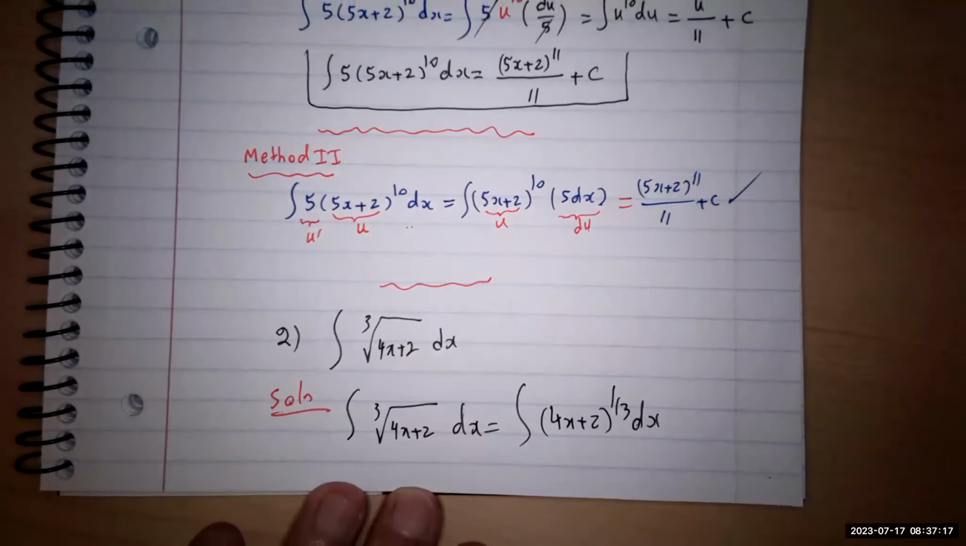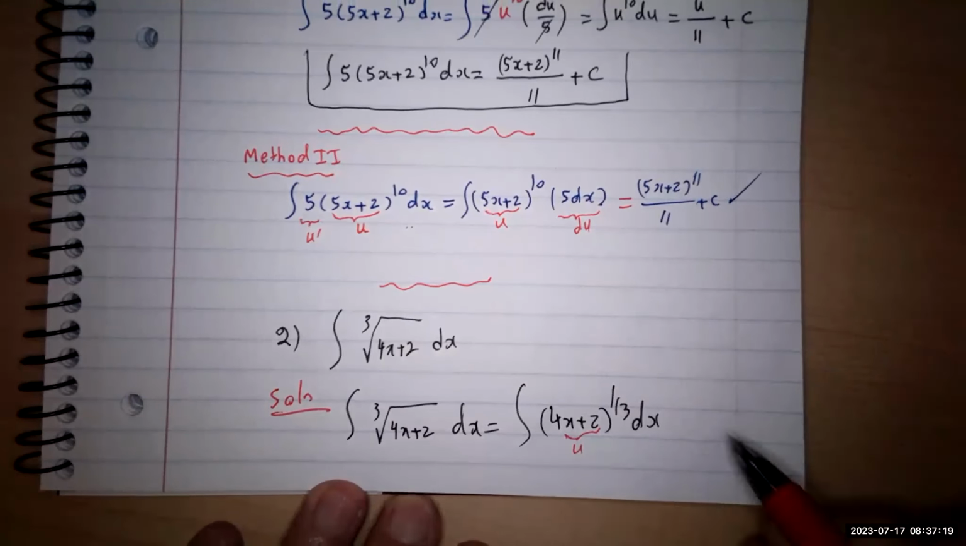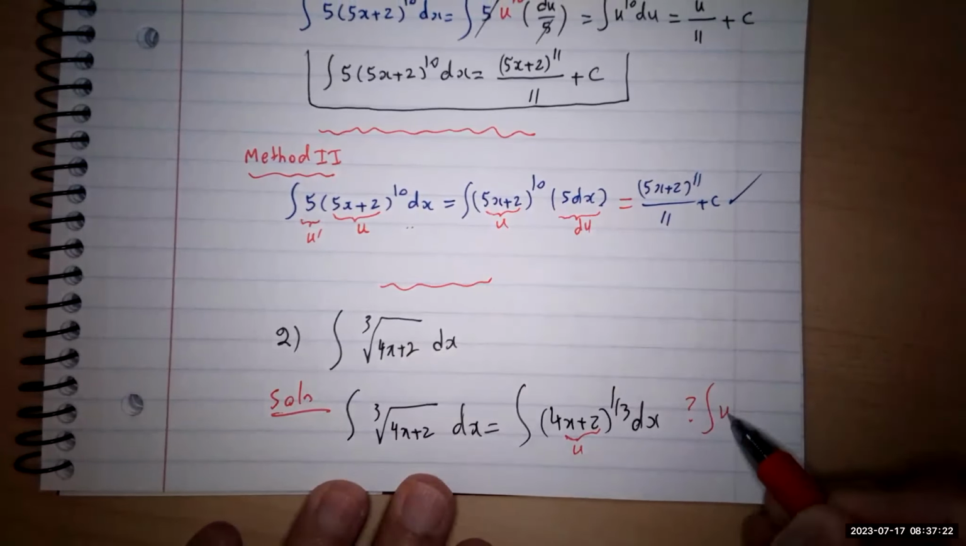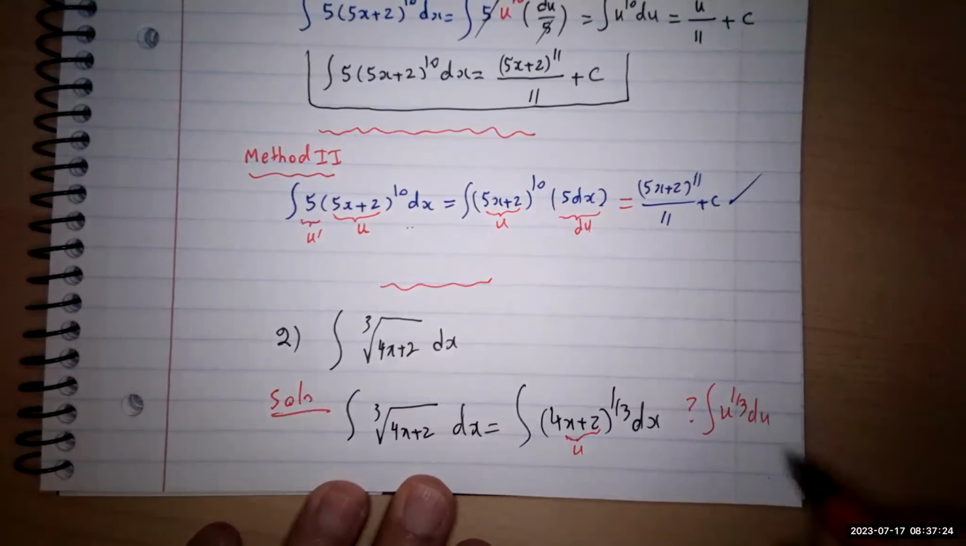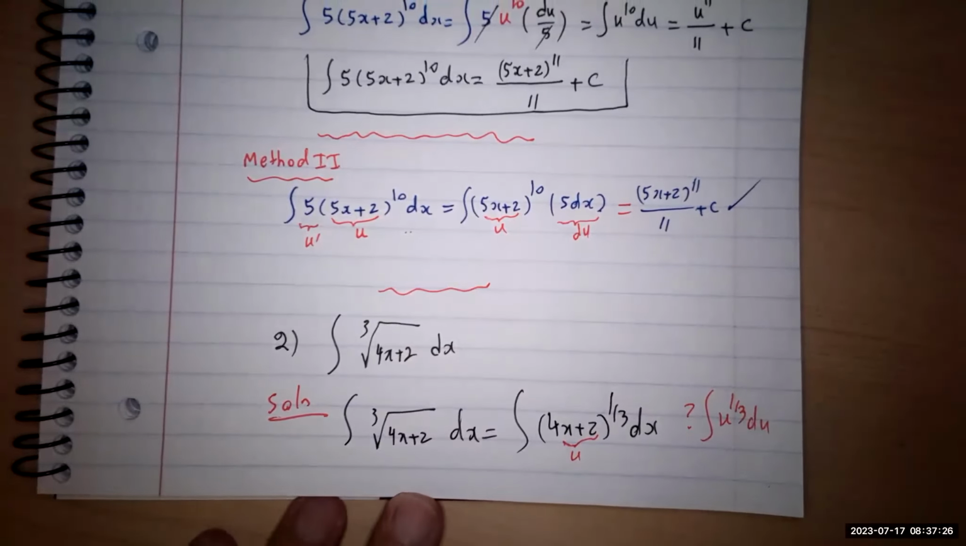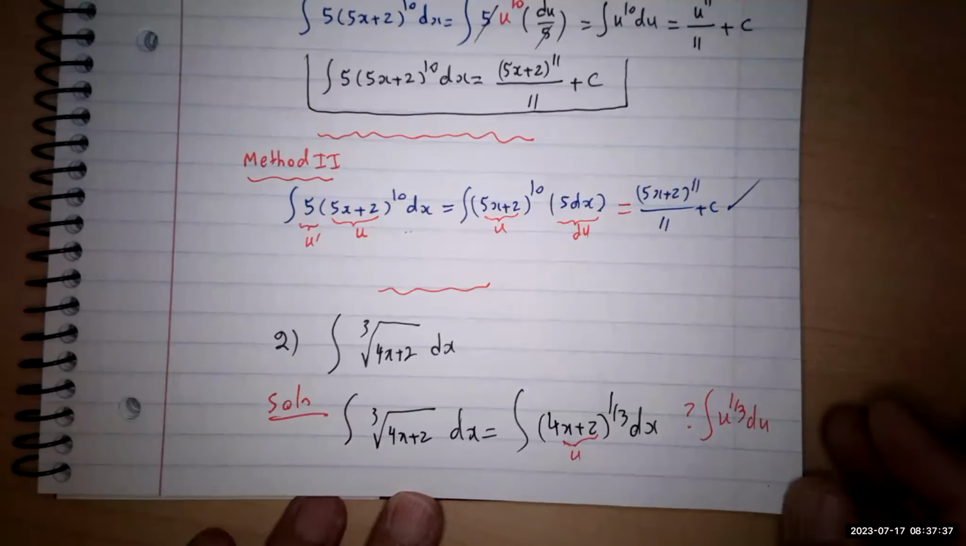You see, you take this one to be u. So your target would be what? The target would be u to the 1/3 du. So if you do the substitution, you must arrive at u to the 1/3 du. And u to the 1/3, you know that you move it up: 1/3 plus 1 would be 4/3, over 4/3, and then you're done. So let's create it. Any question?